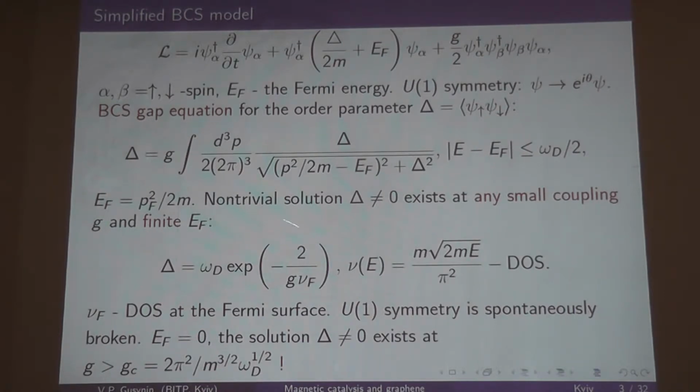As a result, U(1) symmetry is spontaneously broken. But if the Fermi energy is zero, which is what we usually have in quantum field theory, then it's easy to check that a non-trivial solution really exists, but it requires a stronger coupling, which is greater than the critical one defined by this formula.